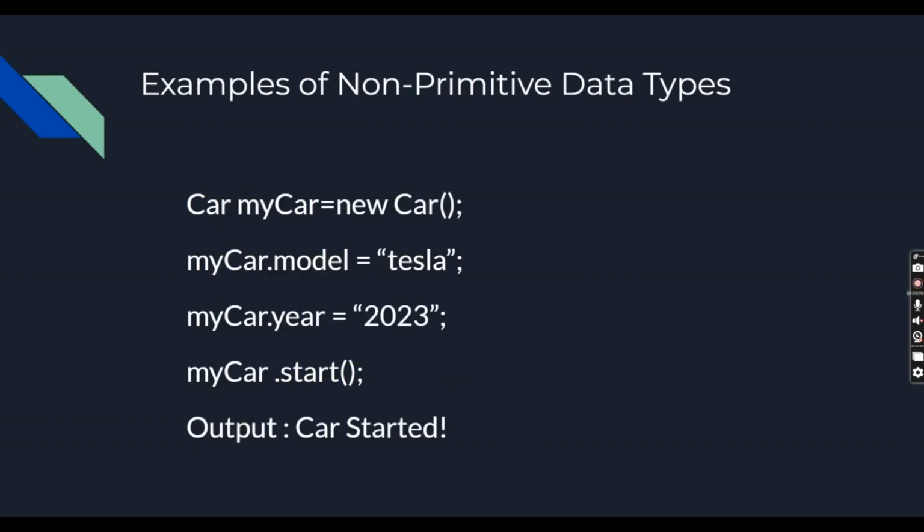And this is the example. Now we have Car myCar = new Car(). We create a Car object. myCar.model is equal to Tesla. myCar.year is equal to 2023. myCar.start(). Now when we run this, here myCar is a reference type pointing to a car object in memory. When we run this program, the output is "Car started".